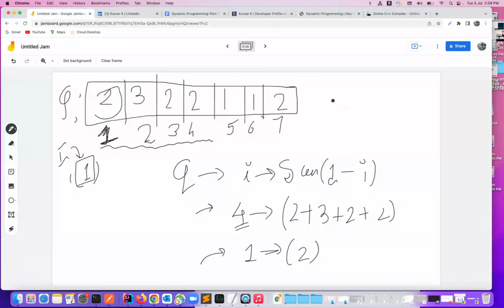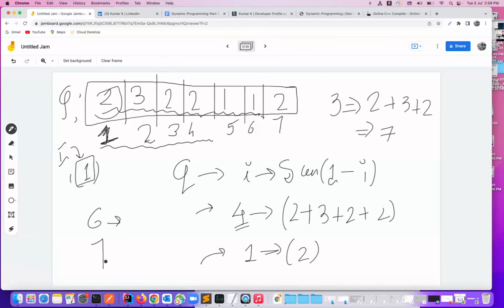If say the query was 3, guys, what would be the answer? It would be first three numbers, which is 2 plus 3 plus 2. Got it, guys? Which is 7. And if the query was say index 6, then what would be the answer? Answer would be 2 plus 3 plus 2 plus 2 plus 1 plus 1, which is 11. And if the query is 7, then first 7 numbers means the sum of the whole array, which is 13, I guess.